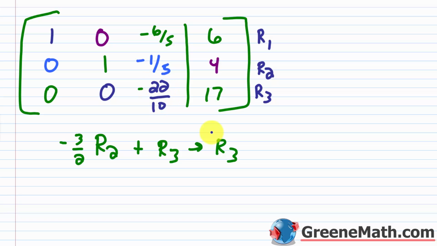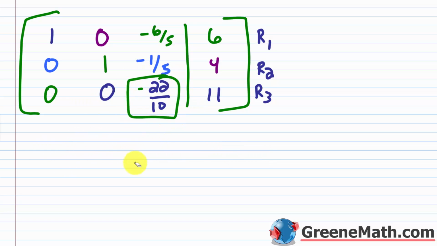And then lastly, I'm going to multiply negative 3/2 times this 4. Okay, that's going to cancel, give me 2. Negative 3 times 2 is negative 6. So negative 6. And then add the result to 17. That's going to be 11. What we want to do now is get a 1 as this entry here. Okay, so how do we do that? We multiply row 3 by the reciprocal of that guy. So I'd have negative 10 over 22 times row 3. Again, that's going to give me my new row 3.